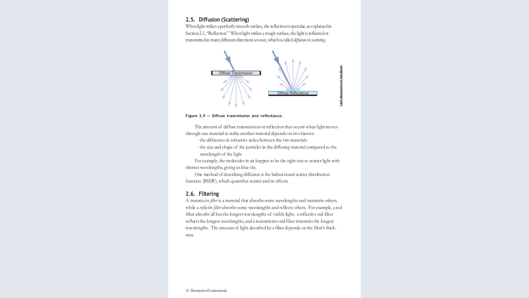What about diffusion? When light strikes a perfectly smooth surface, the reflection is specular, as explained in that section on reflection. So when light strikes a rough surface, the light is reflected or transmitted in many different directions at once, which is called diffusion or scattering. So diffusion is there, it can move to the other side, or to the below side.